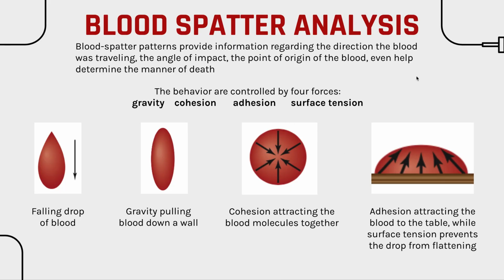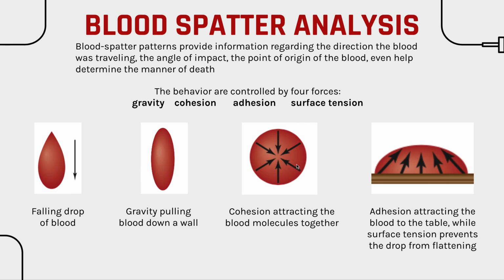There are four main forces that control the blood droplets themselves, and these all lend into the creation of the blood spatter pattern. They provide a lot of information regarding the direction the blood was traveling, the angle of impact, the point of origin of the blood, and sometimes can even help us determine the manner of death. Once again, this is all based off the way that these four forces work on the blood droplets themselves. Gravity has an impact on the speed at which the blood will fall. It also can pull blood down a wall to certain effects.